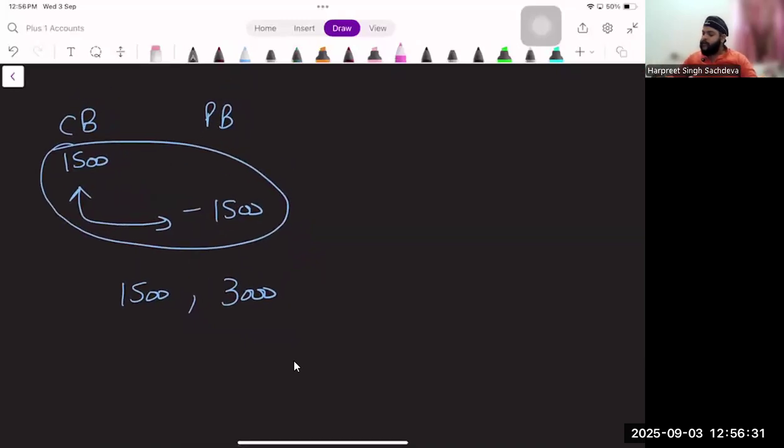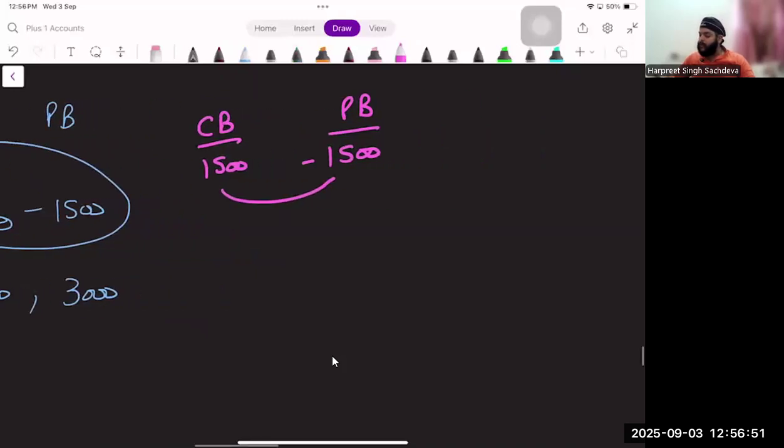Think carefully, Raja. I am saying cash book was having a balance of 1500, passbook was also having a balance of 1500, but by chance, by mistake, you now showed the passbook balance as minus 1500. What is the gap, Raja?